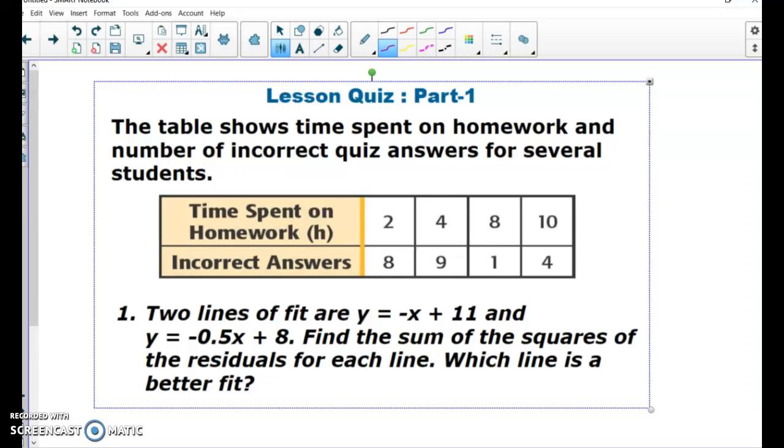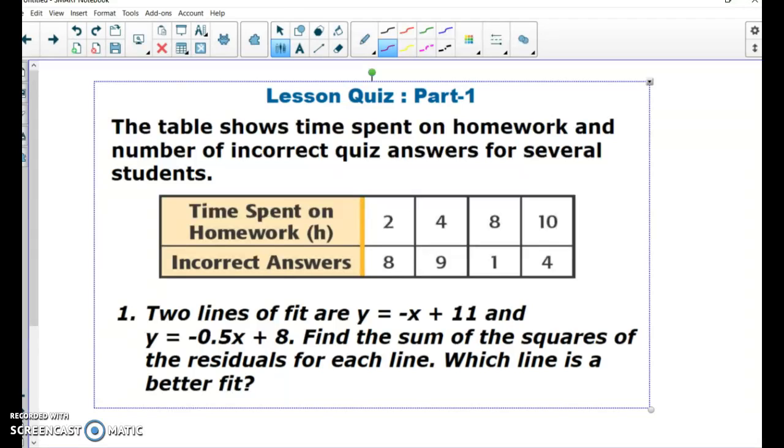So we want to do 2 things. 2 lines of fit are negative x plus 11 and negative 1/2 x plus 8. I need you to go back through example 1 and find the sum of the squares of the residuals for each of these lines. I need you to graph the scatter plot, draw the line of best fit, and give the squares of residuals and figure out which of these lines is a better fit.